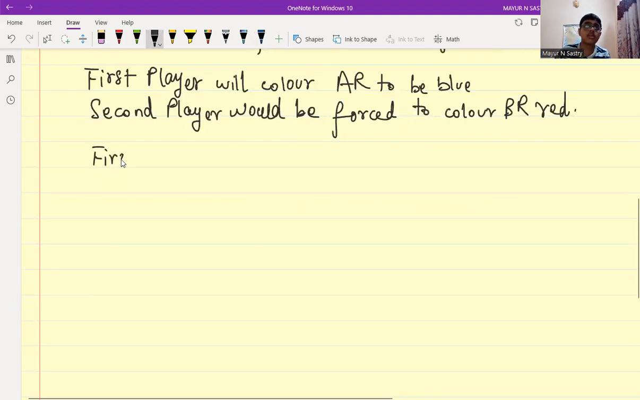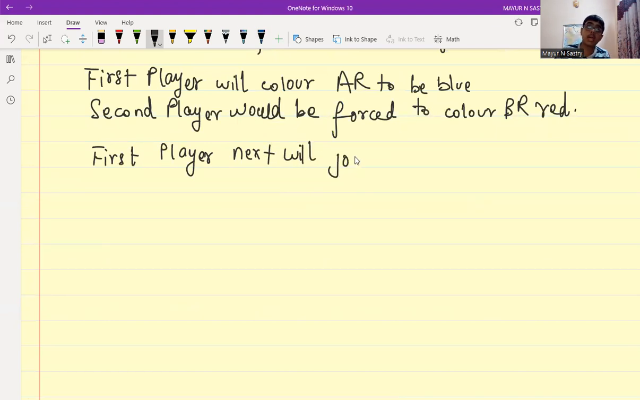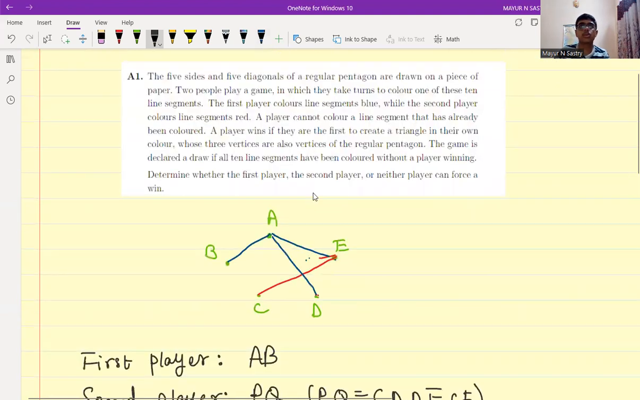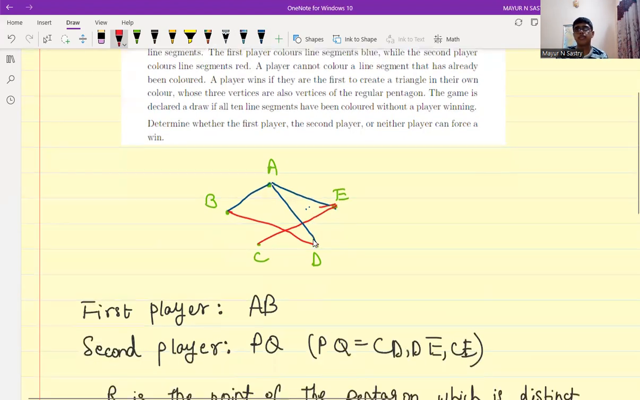So first player next will join AQ. So let us do the same thing over here. In fact, the second player would have covered BD to be red, and then the first player colors AE to be blue.